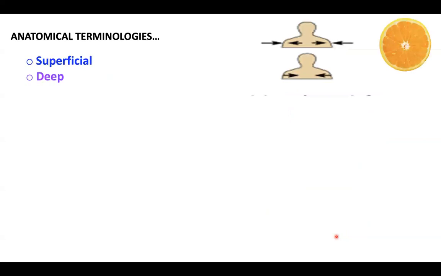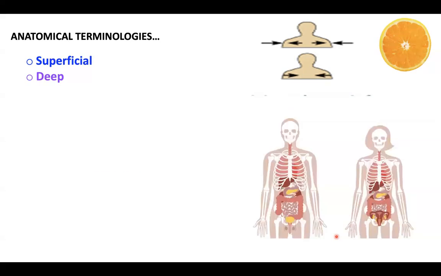The other two terms are superficial and deep. Our body has layers, so we need to use superficial and deep terms. So superficial, as you know, means near the surface or on the surface, and deep means away from the surface. So our body externally is covered with skin. So skin is superficial to skeletal muscles, or we can say skin is superficial to bones.